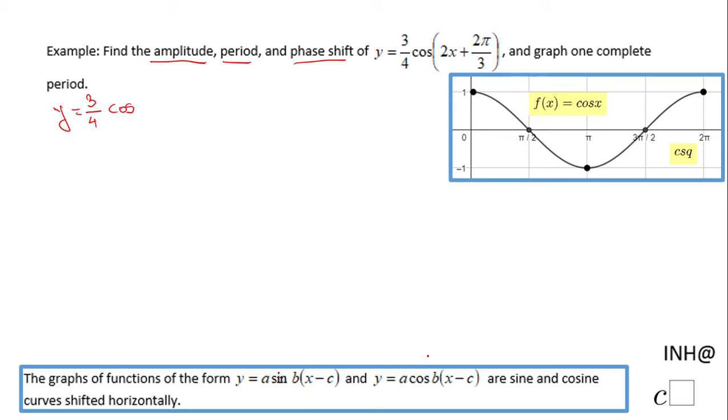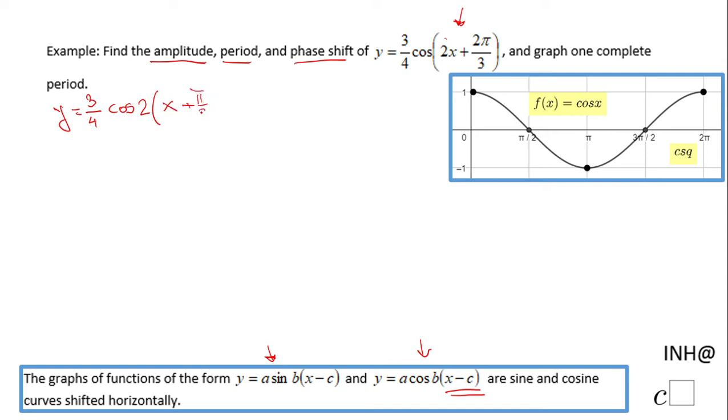And if you notice, in both forms, this one and sine, in case you have to do a sine function, we have only x minus c inside of the parentheses. So what should I do here to have just x? I need to get rid of this 2, and I'm going to do that by factoring out the 2, and then let's see what we have inside. We have x plus pi over 3.